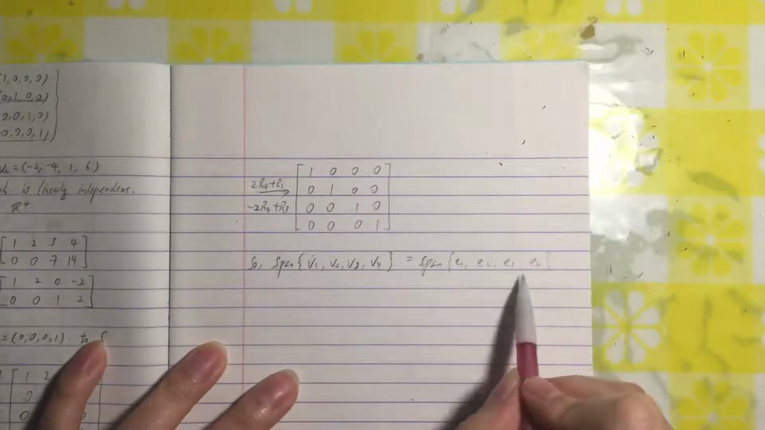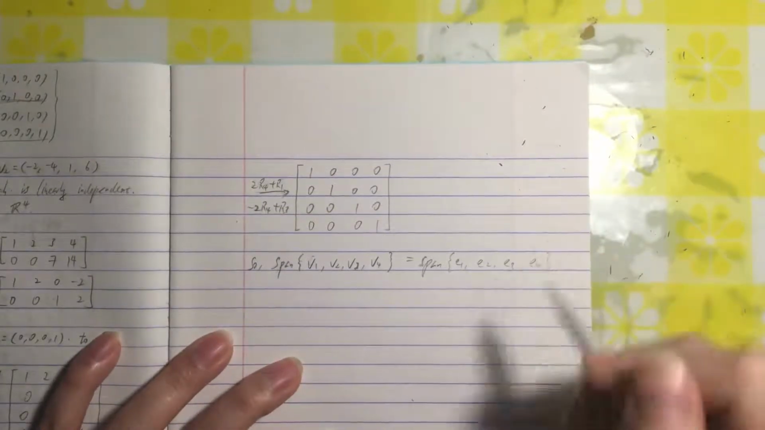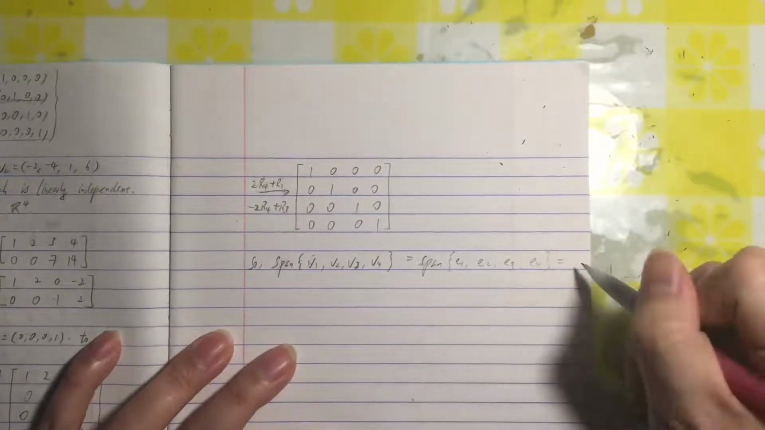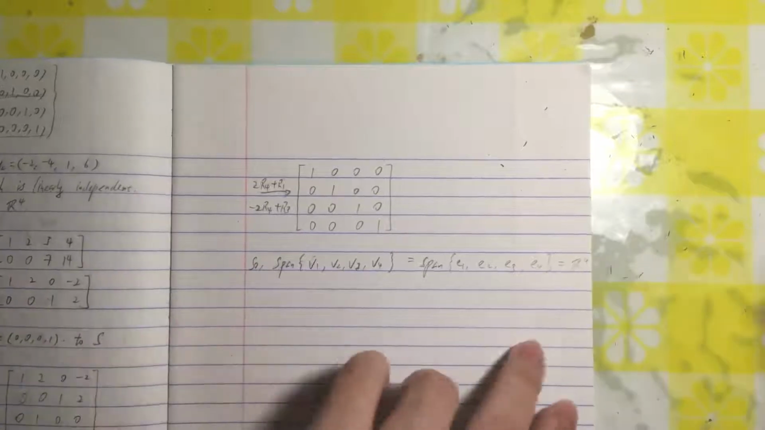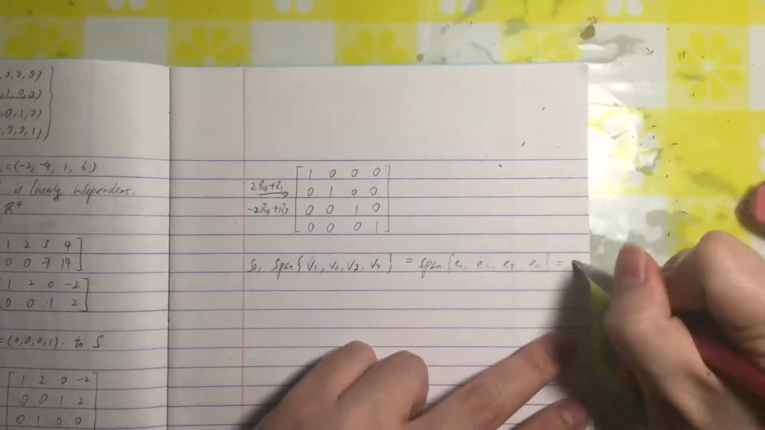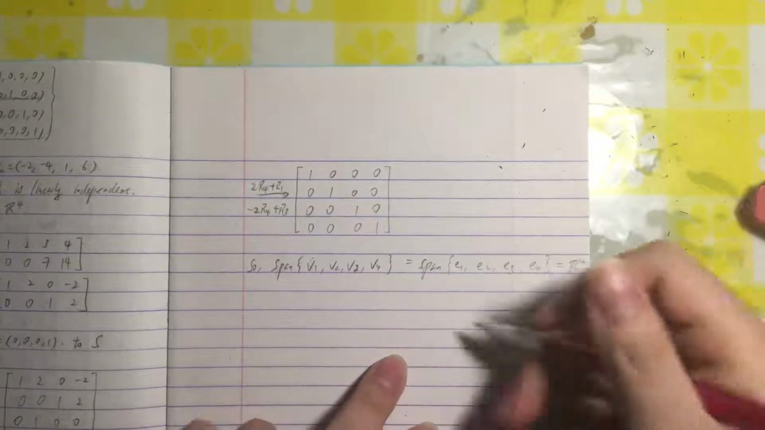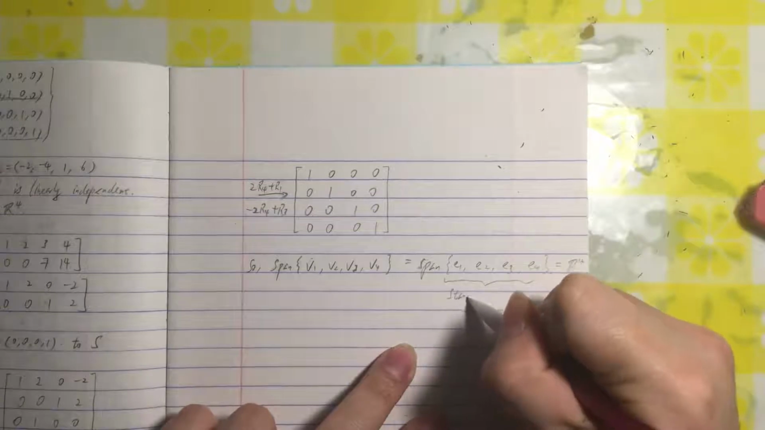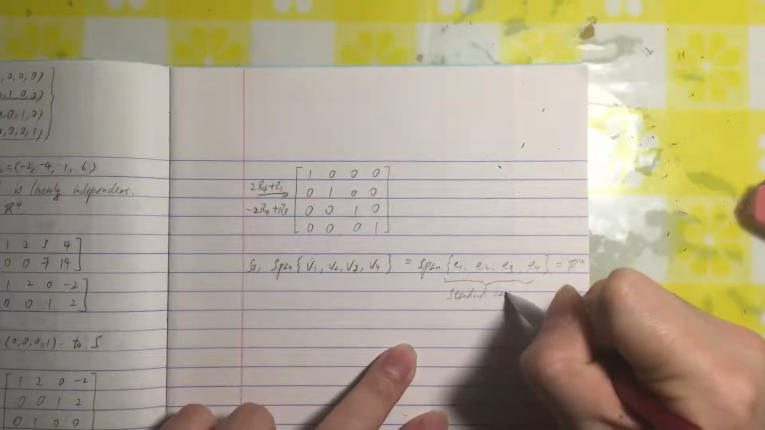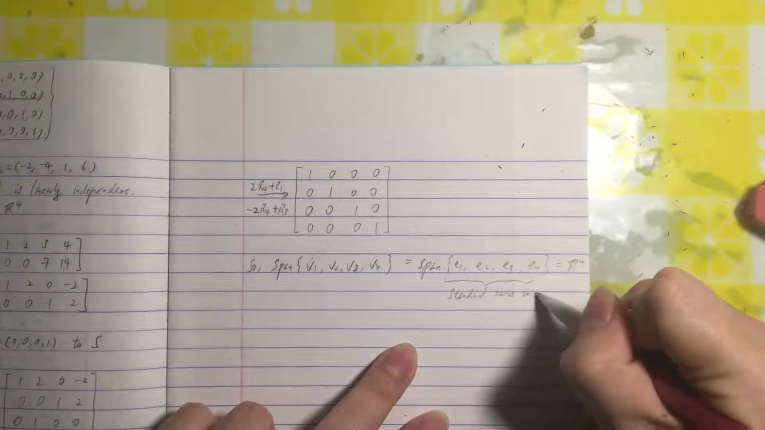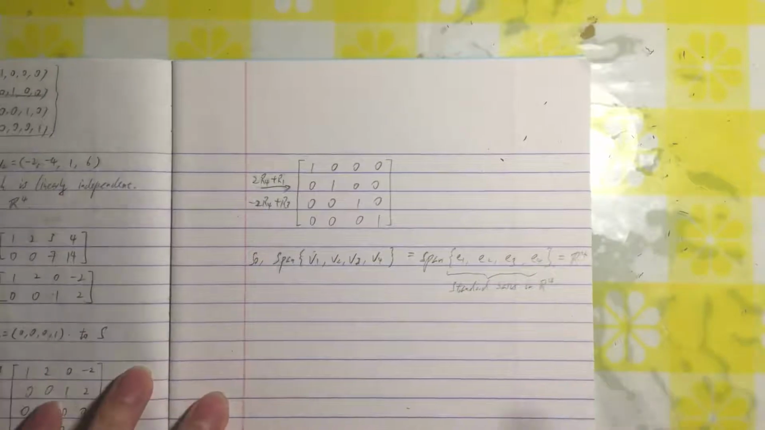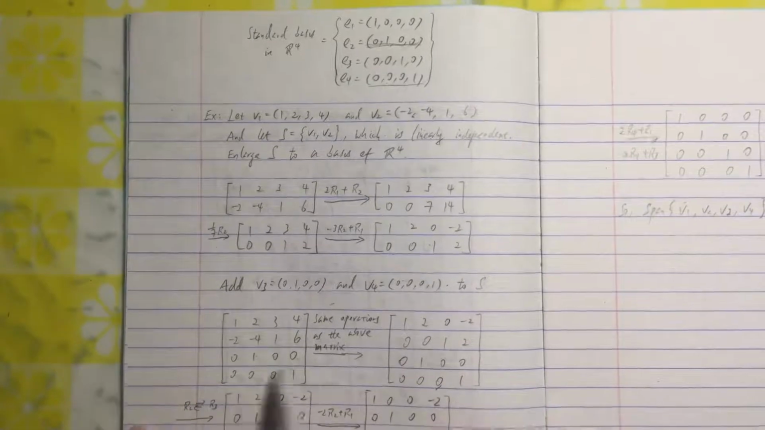Since e1, e2, e3, e4 are the standard basis in R4, the span of the standard basis equals R4. Those are the standard bases in R4. The span of the standard basis equals R4, which means the span of these 4 vectors v1, v2, v3, v4 is R4.